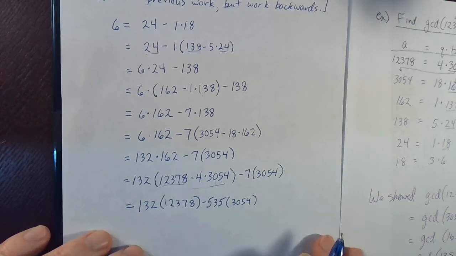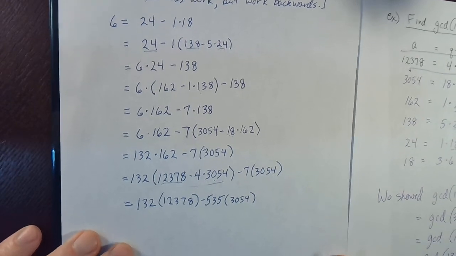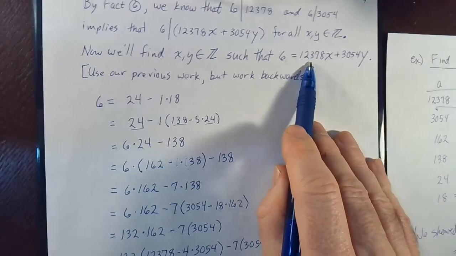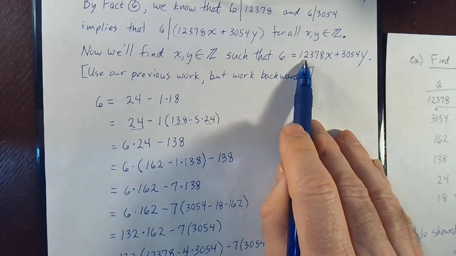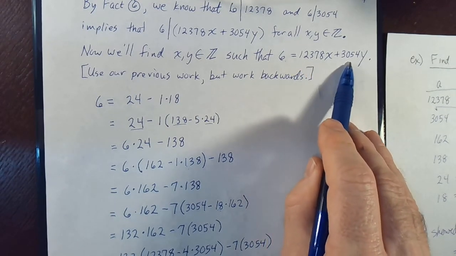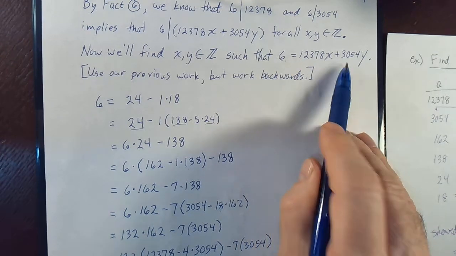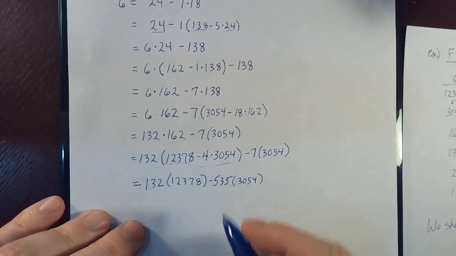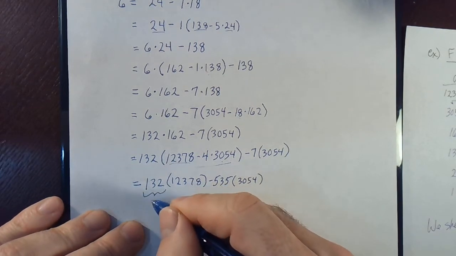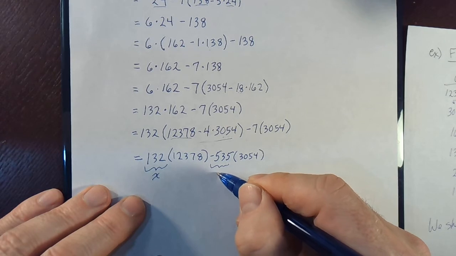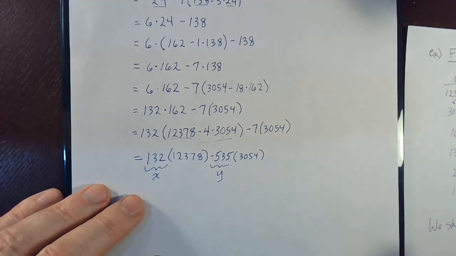And essentially we are done. We were looking for a linear combination of these two numbers, 12,378 and 3054, that would give us the number 6. So we found the x and the y. 132 will be the x. Negative 535 will be the y.